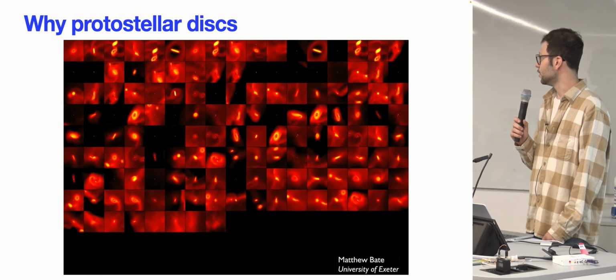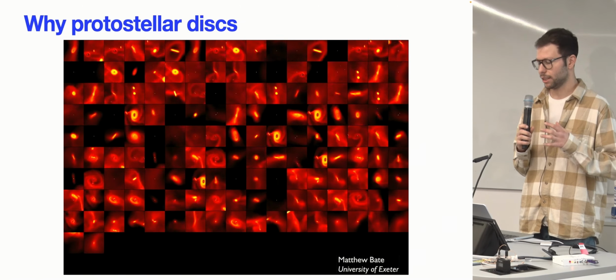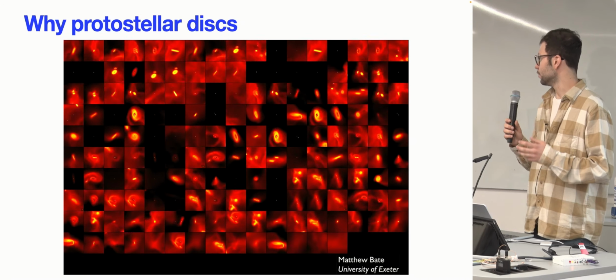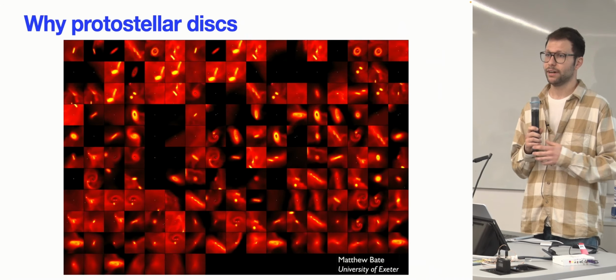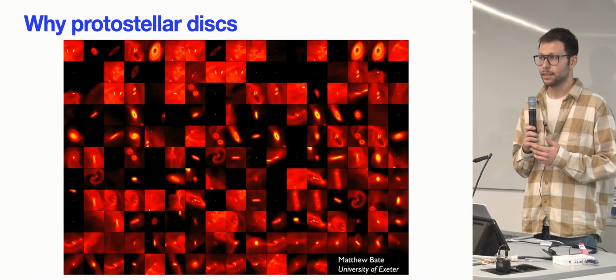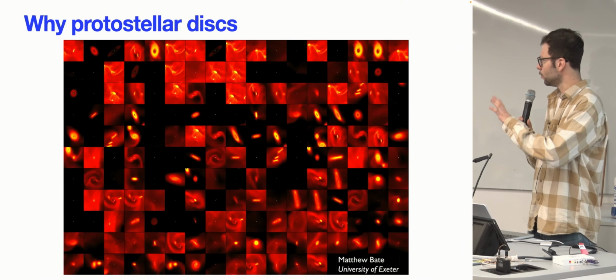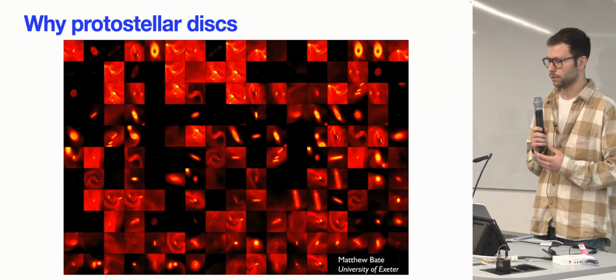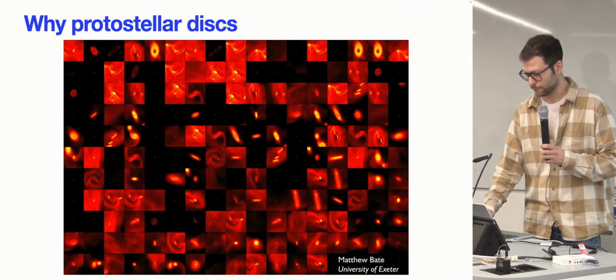As you can see, there are a lot of dynamical interactions between different protostars, and also the role of the environment is really important in shaping protoplanetary disks. Taking all of this into account is very important when we are studying planet formation.